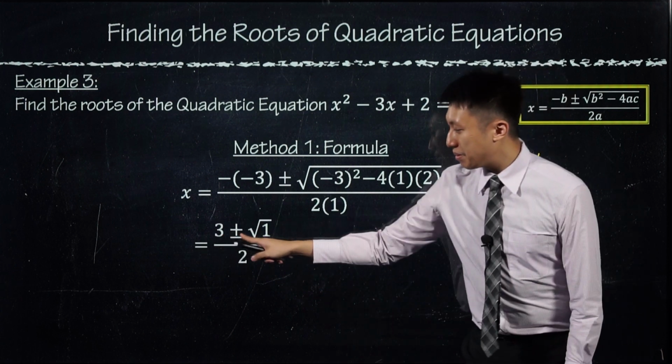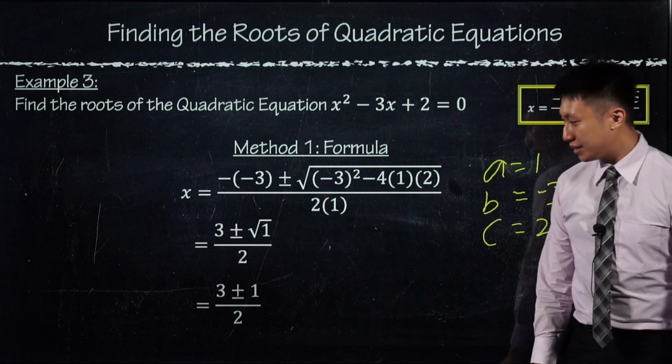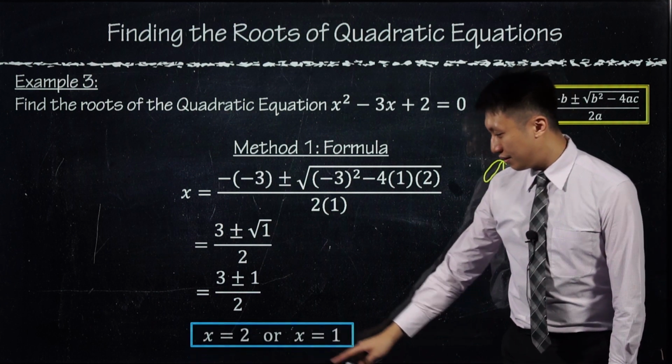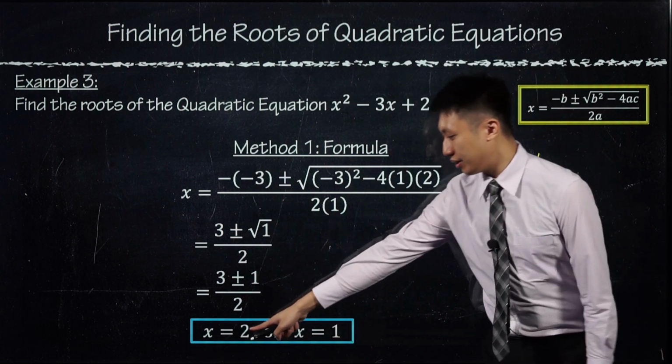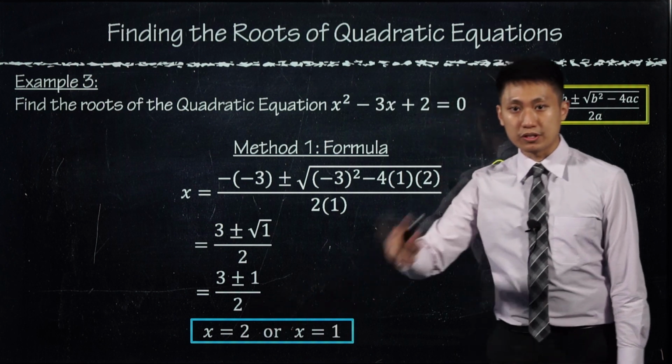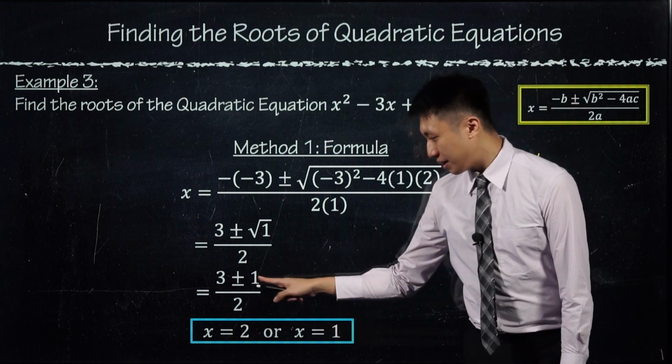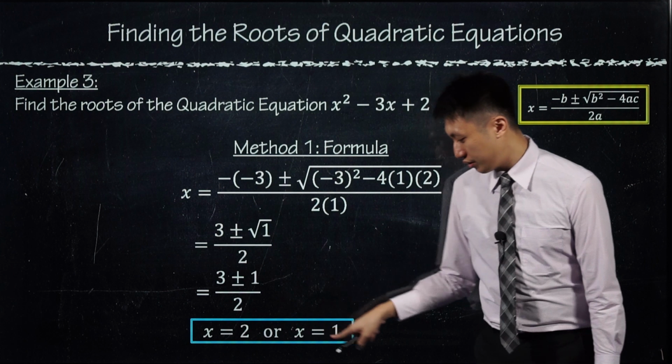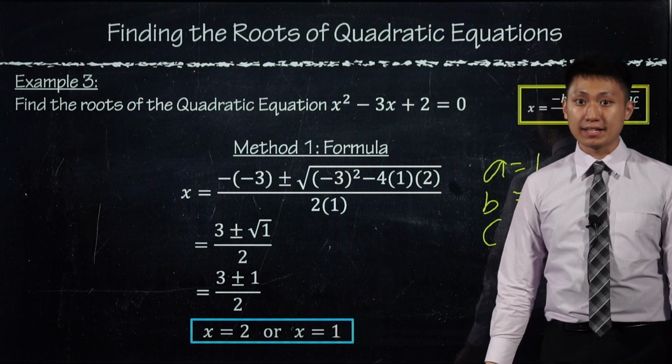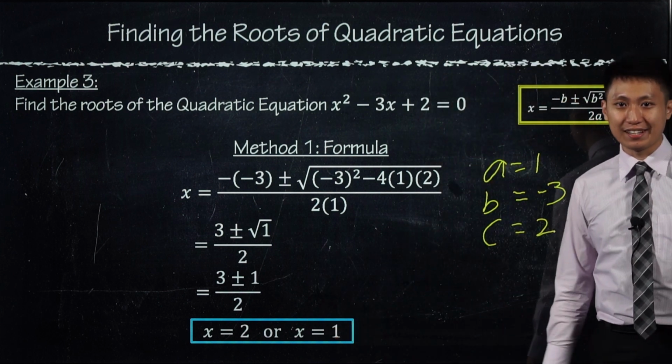So what does it mean by plus minus? I said just now, it means that you have this one. First answer is 3 plus 1 divided by 2, which is 2. Second answer is 3 minus 1, which is 2, divided by 2, you get 1. Okay, very simple. I guess you learned it now already.